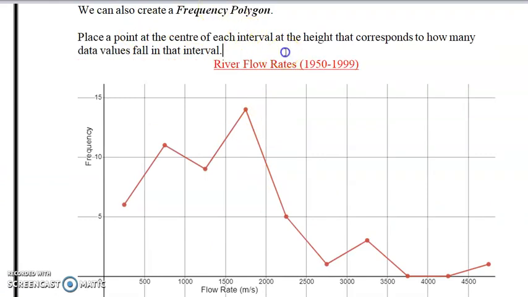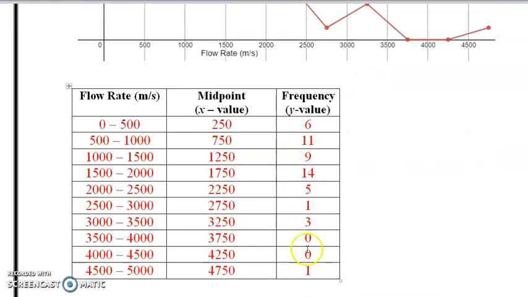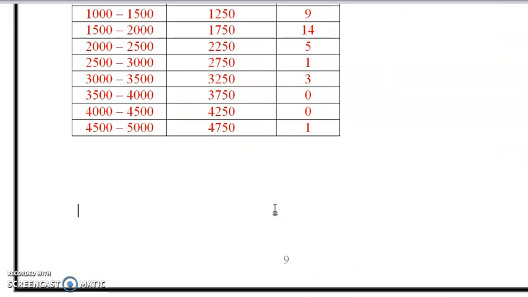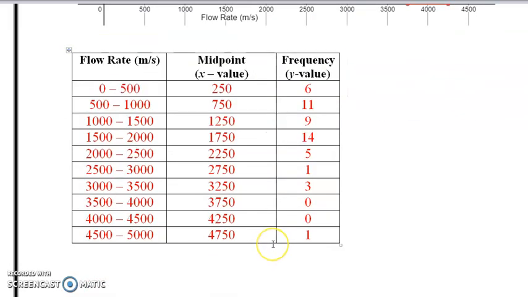Right here, river flow rates with our table to support our answer. Okay? And there's some homework questions you can try: 1, 3, 5, 8, 9. These can also be done on the graphing technology as well. You can do histograms on the graphing calculator, and I will show you those as well.